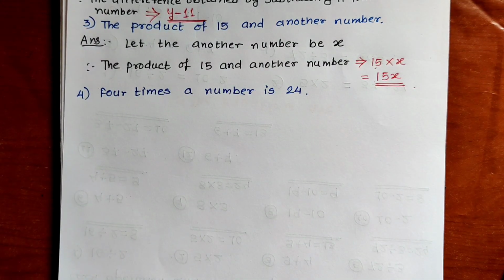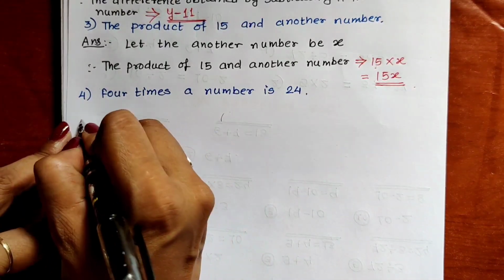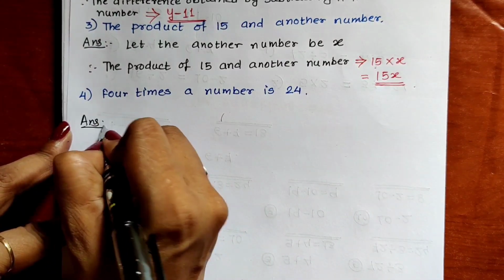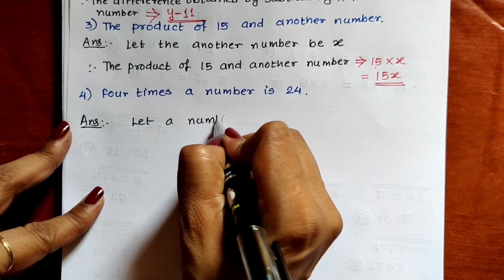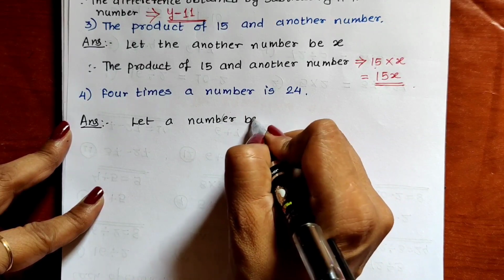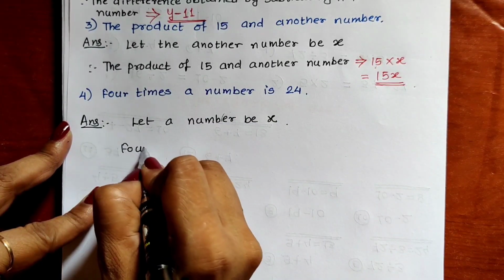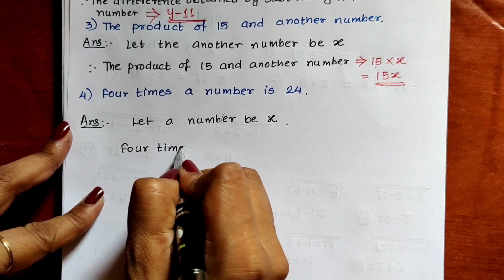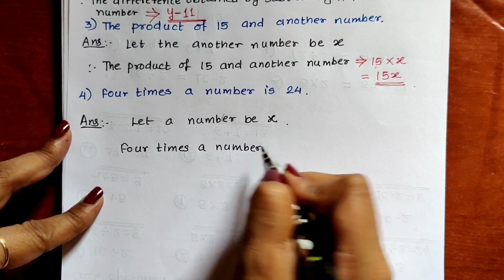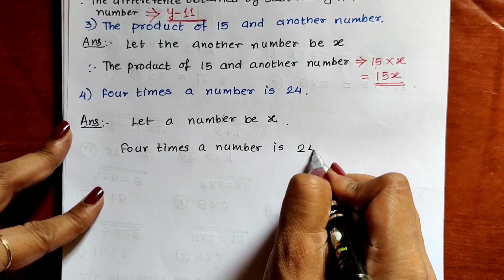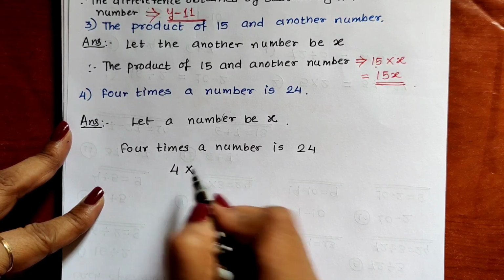Okay. Now next is 4 times a number is 24. So let us write, let the number be x. Now what is given? 4 times a number is 24. Now see children, 4 times, that means 4 multiplied by.